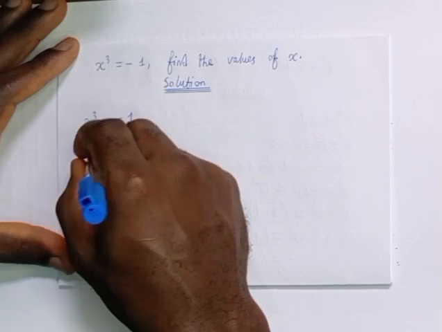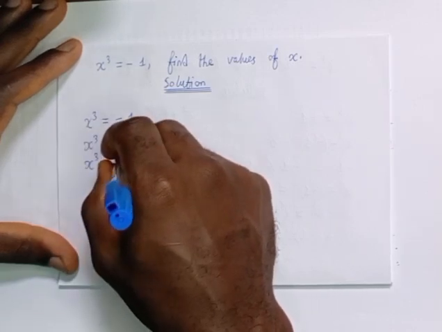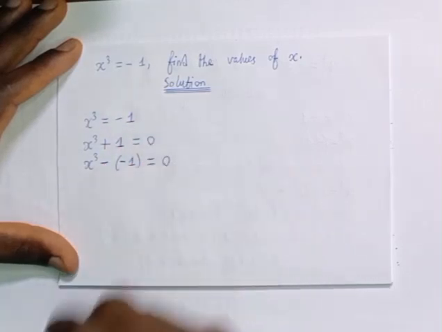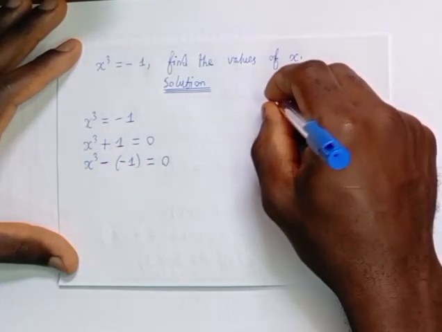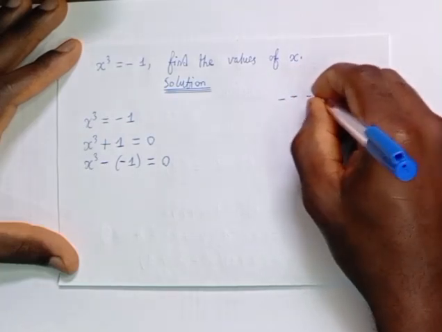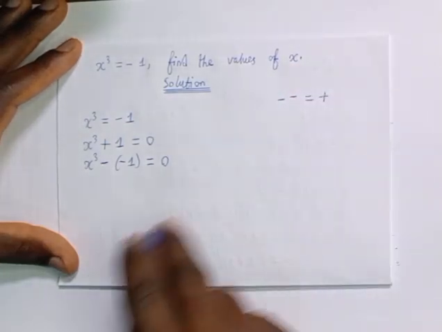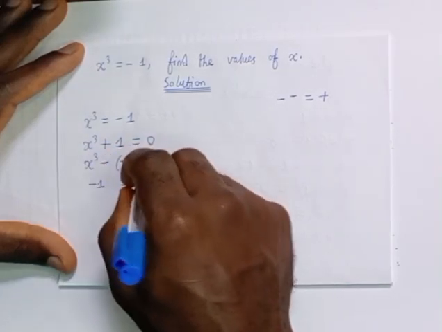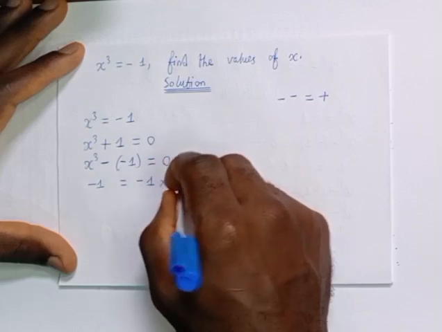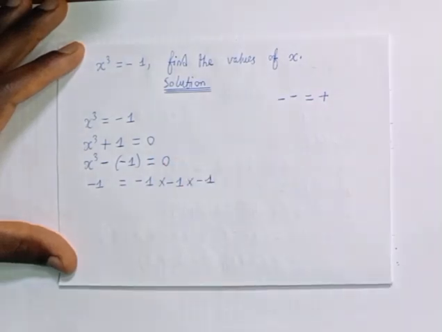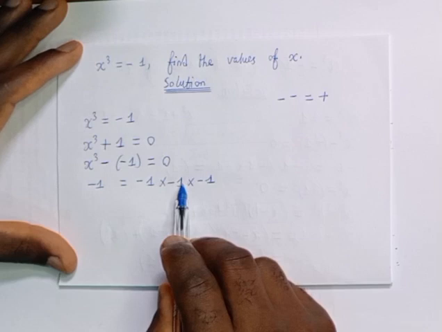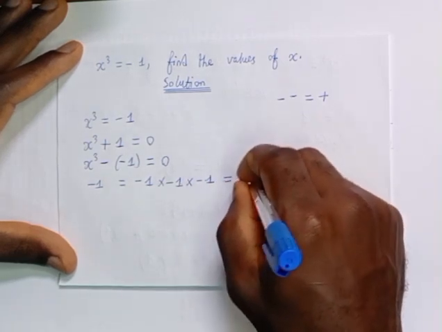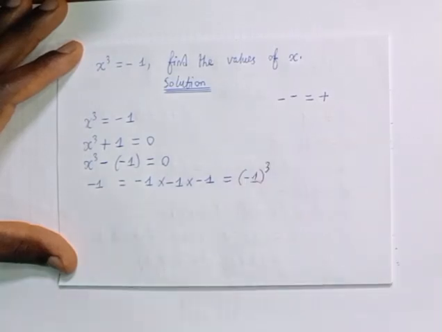We can express this as x cubed minus -1 is equal to 0. Remember, when we have two negative signs as such, the resulting sign is positive. -1 is equal to -1 times -1 times -1. -1 times -1 gives us 1. 1 times -1 is -1. Expressing this in index form gives us -1 all this cube.